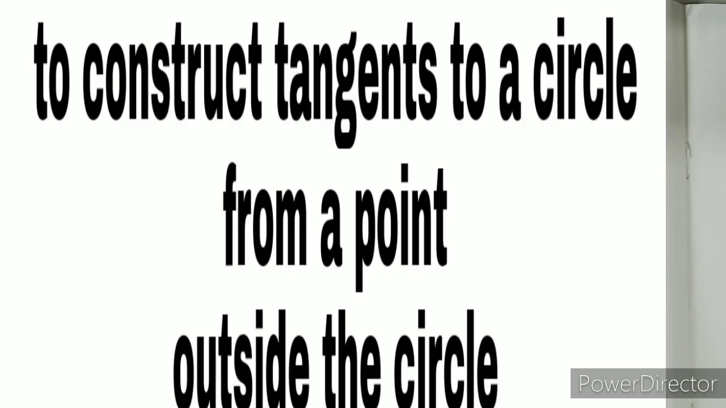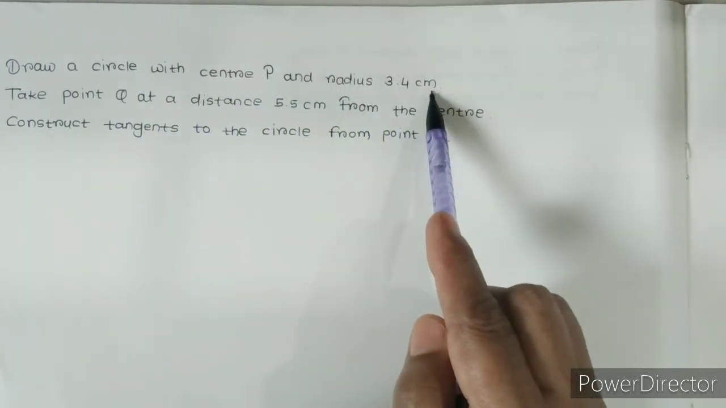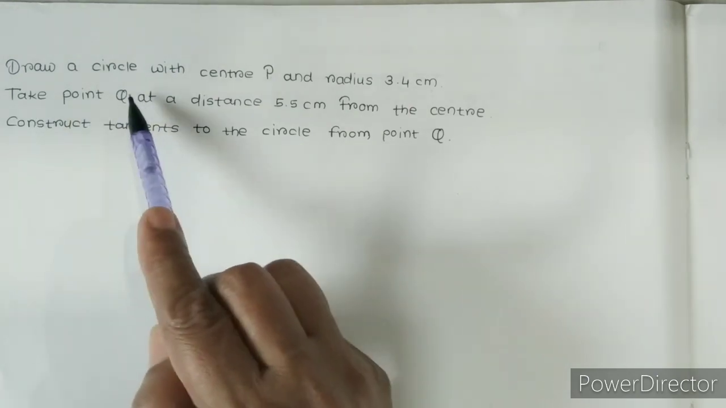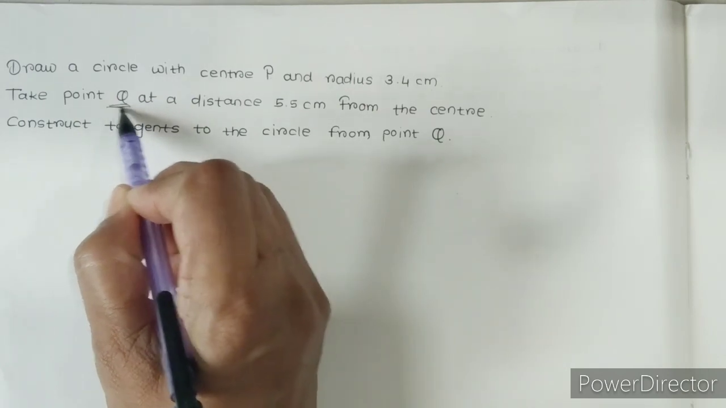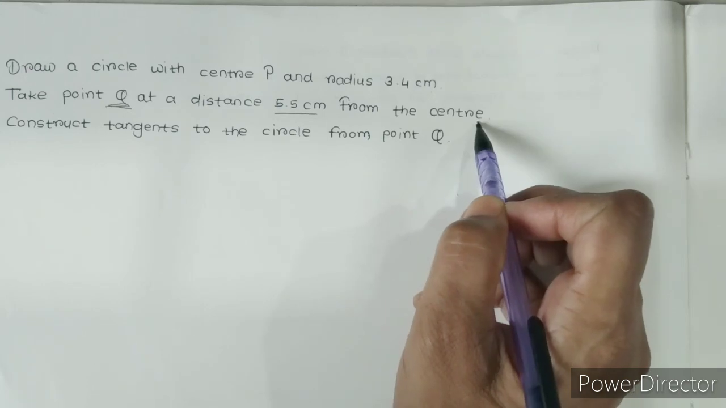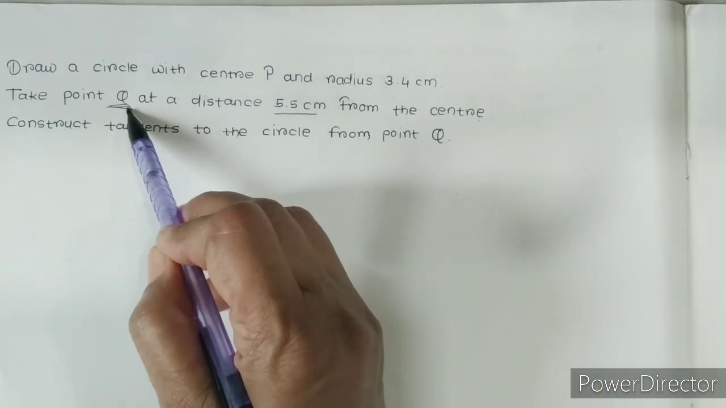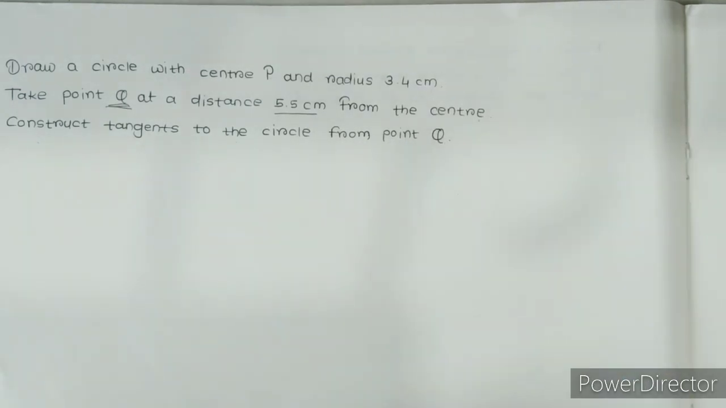In this part, we are going to discuss how to construct tangents to a circle from a point outside the circle. Let us see an example based on it. Draw a circle with center P and radius 3.4 cm. Take point Q at a distance of 5.5 cm from the center. This point Q is at a distance of 5.5 cm from the center, that means point Q is outside the circle. Construct tangents to the circle from point Q.